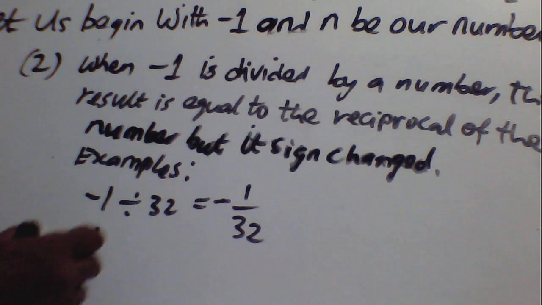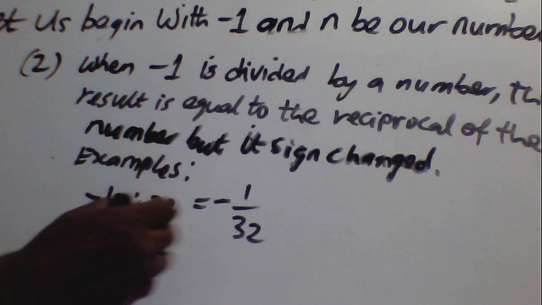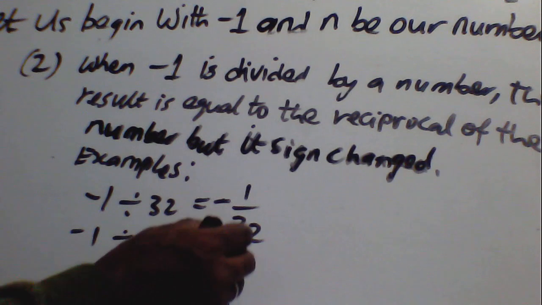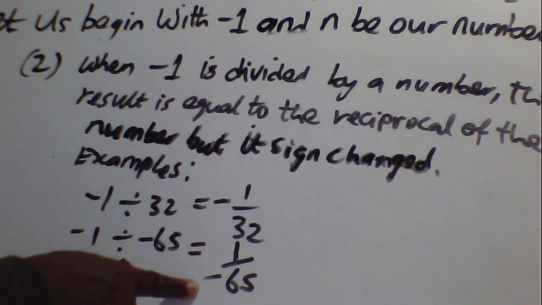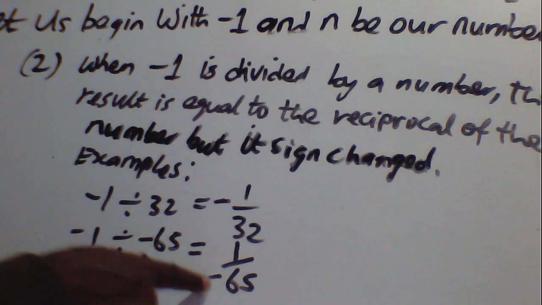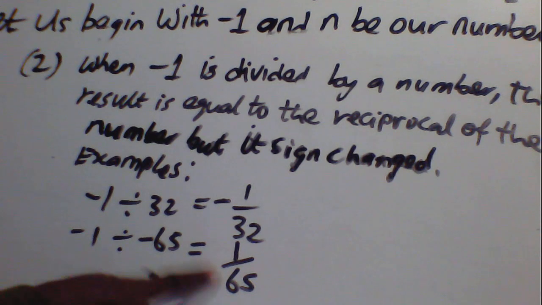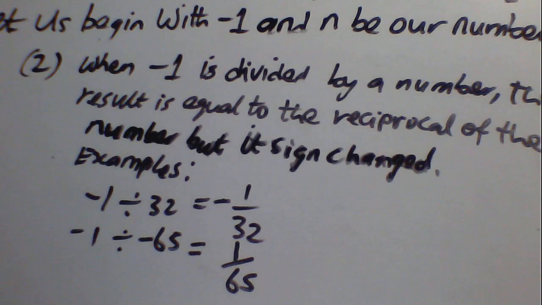So minus 1 divided by 65. In this case, let's have minus 65. Minus 1 divided by minus 65 is equal to the reciprocal of 65. But what will happen to its sign? Its sign will change from minus to plus. So in this case, we don't put plus. So minus 1 divided by minus 65 is equal to 1 over 65. It's the reciprocal of the number, but in this case, its sign will change. It is negative, so it will become plus.